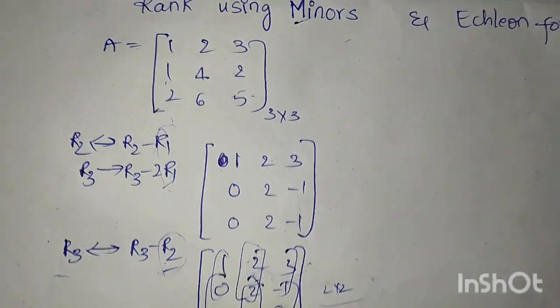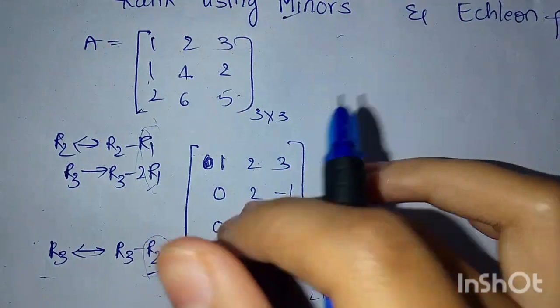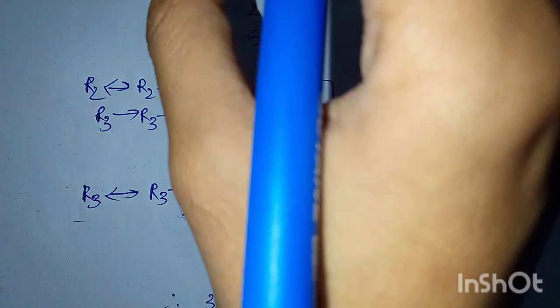So you understood: making zeros is not needed here. The zeros method is for echelon form only. But why we are making zeros here is to show that the determinant is 0. Okay, no need to find the whole determinant.